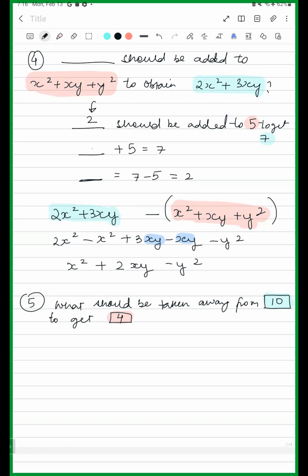4x square minus 3y square minus 1 plus 0. Check your answer from the back and don't write plus 0. There's no use of writing plus 0, right? Okay. Yes, it's correct. Okay, good.